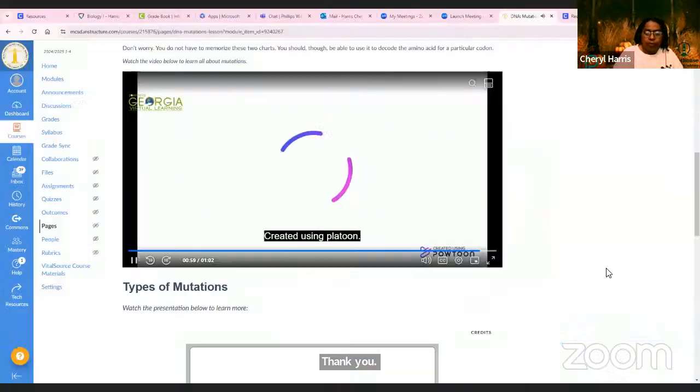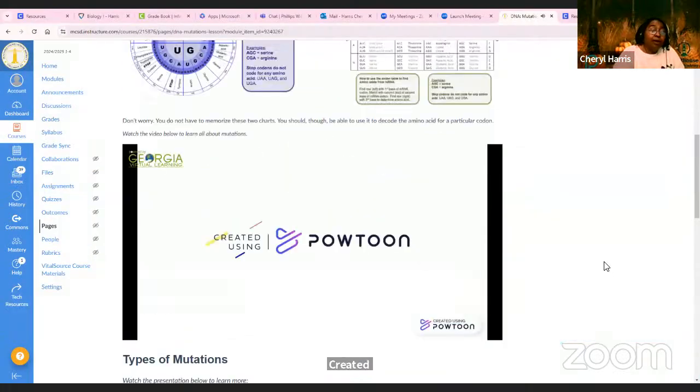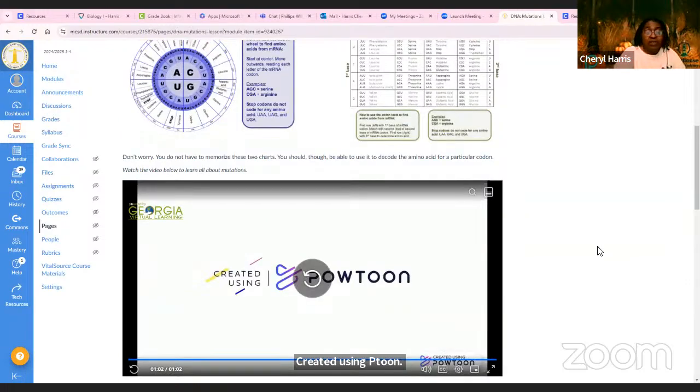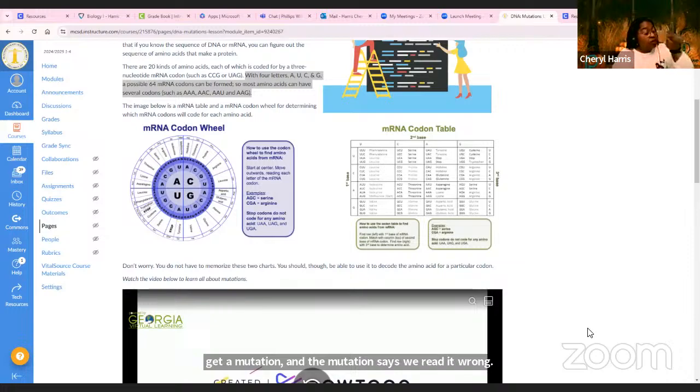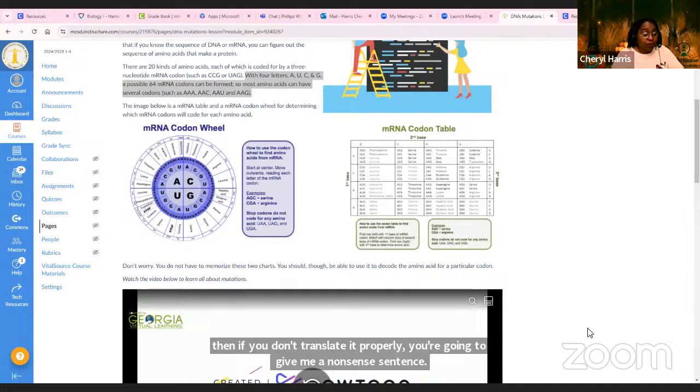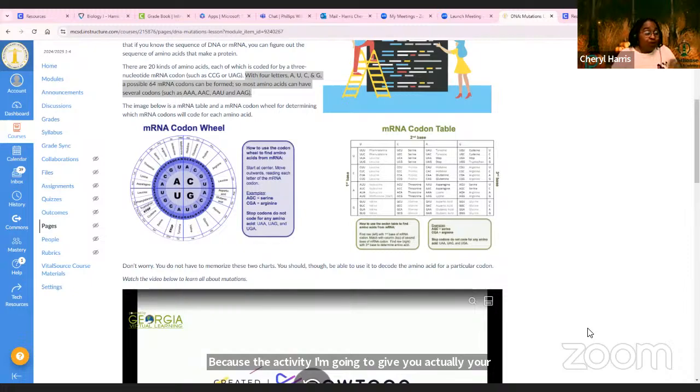Created using Powtoon. Like I said, we'll deal with mutations later. But the point is, if we don't read this thing correctly, we get a mutation, and the mutation says we read it wrong. So you're going to have an activity where you're going to have to translate, and if you don't translate it properly, you're going to give me a nonsense sentence, because the activity I'm going to give you, your amino acids are going to make a word sentence. If you don't translate it properly, your sentence will make no sense whatsoever.